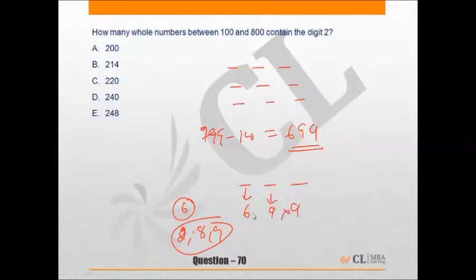So the total number of numbers that do not contain 2 in the given range will be 6 into 9 into 9 minus 1, as we do not need to consider 100. This figure comes out to be 485. Therefore the required number of numbers will be 699 minus 485. This is equal to 214, which is option B.